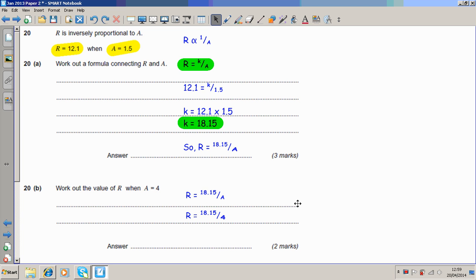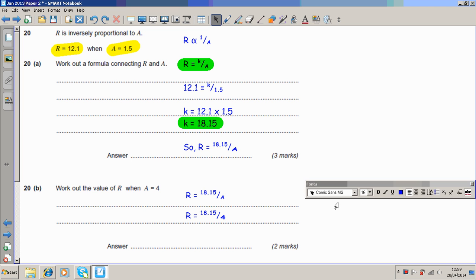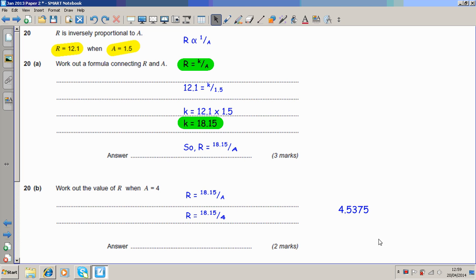So now calculator job to finish off is 18.15 divided by 4 is 4.5375, and that is what R is equal to.